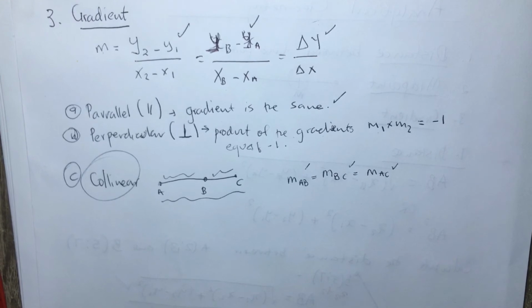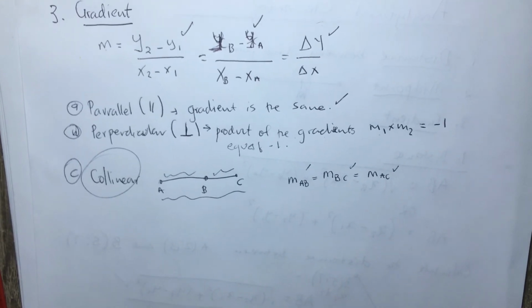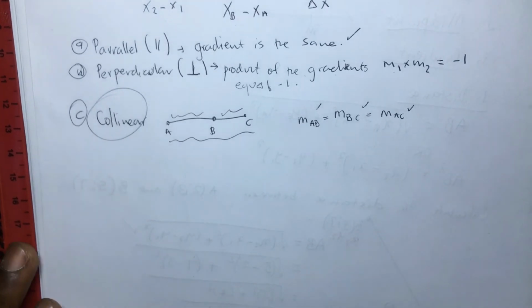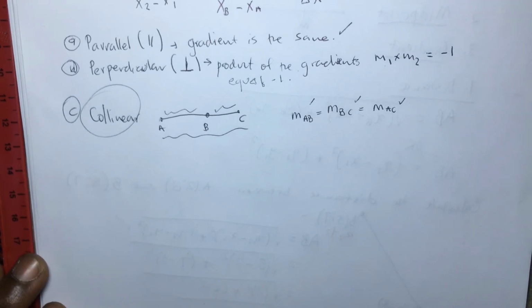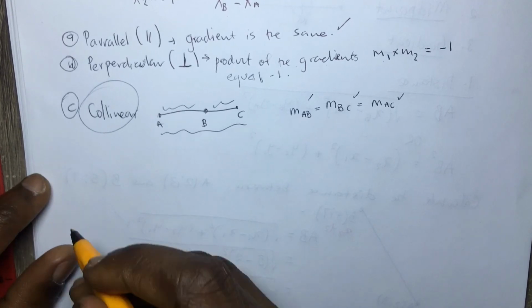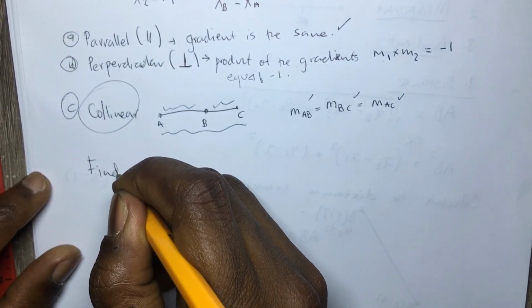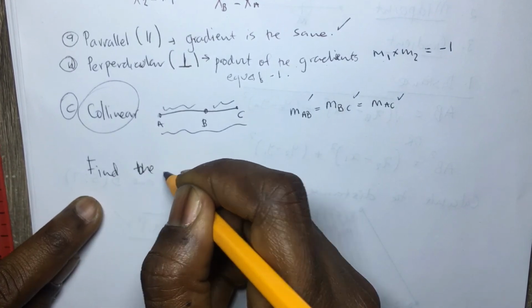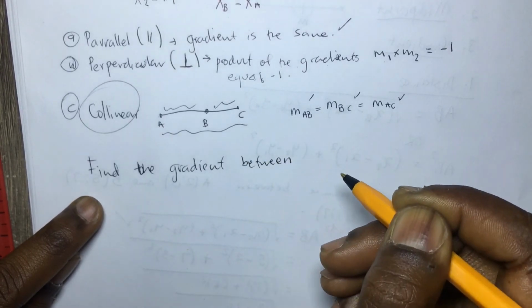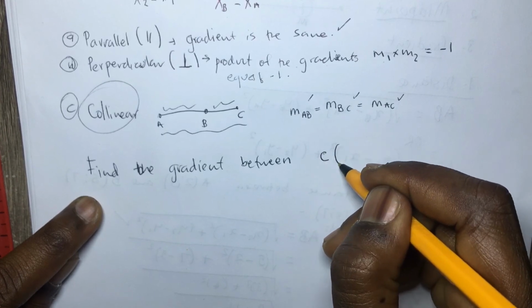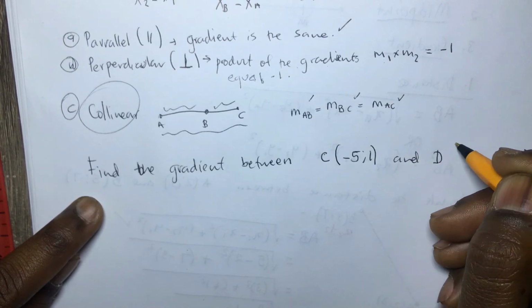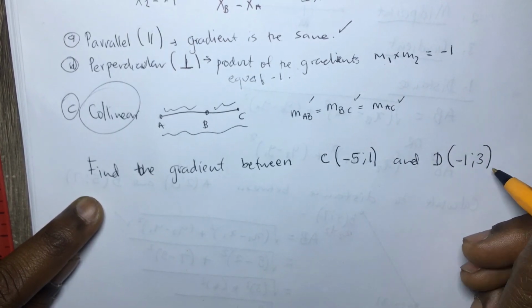So already I gave you the formula of the gradient. Let's just do one question immediately. Okay, let me take a question with a negative value so that we do justice. We need justice. Okay, find the gradient between the following using the formula for the gradient. Find the gradient between point C, which is -5 and 1, and point D, which is -1 and 3.